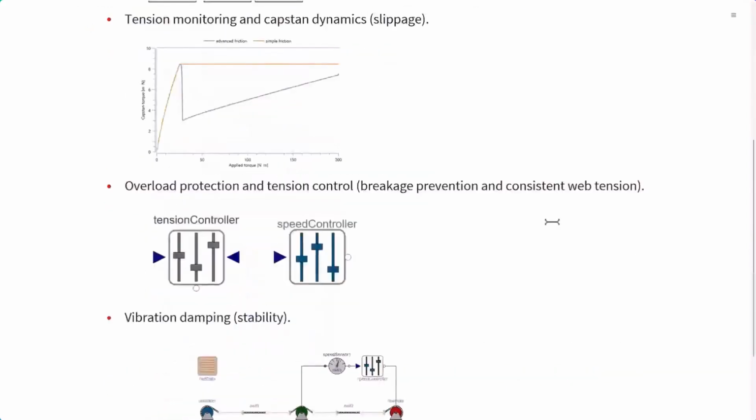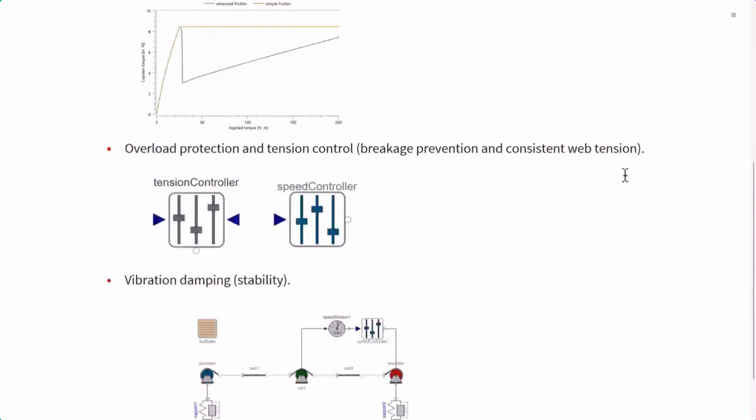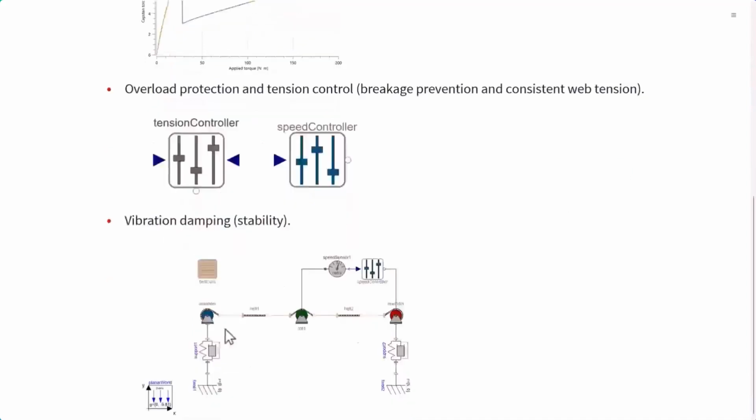The other one is overload protection and tension control. With this library, you can set safe operational limits in your controllers to prevent breakage due to the excessive loads. Moreover, the library can be combined with the controllers. And the last one, the vibration dynamics. The library offers pre-configured components for high-fidelity models, including vibration-causing components like flexible supports here.